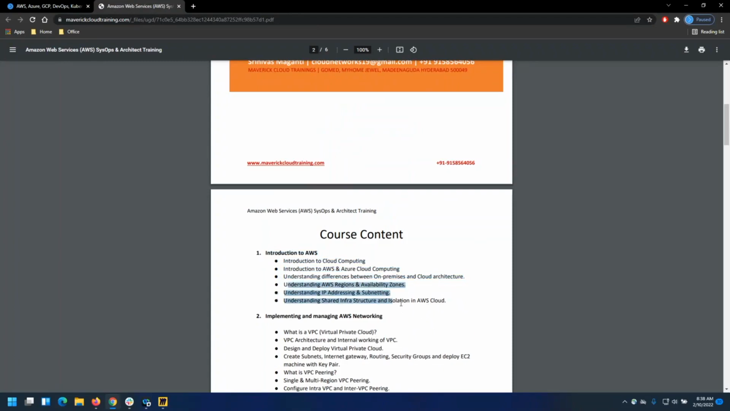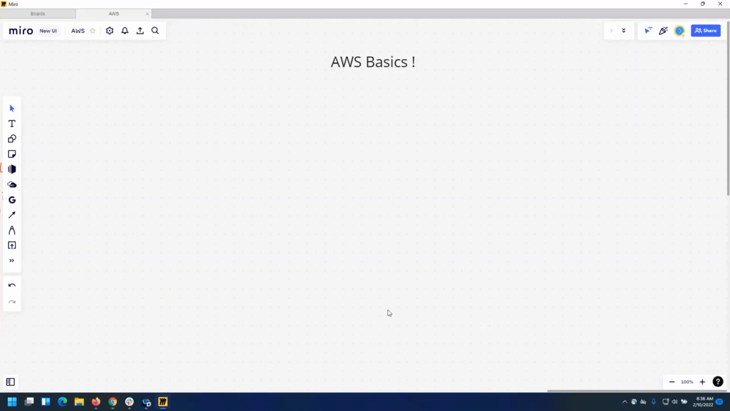So in today's session, we'll try and cover your AWS regions and infrastructure isolations, and how this works. That we will briefly discuss as part of your AWS journey.